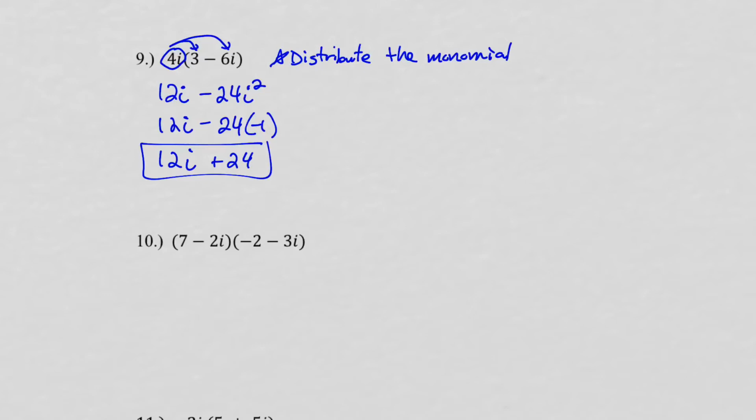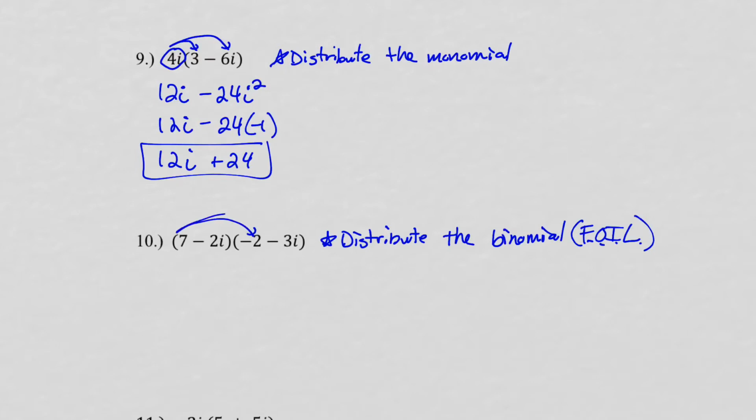Okay. Let's do another one. So this one, we want to distribute the binomial this time. Okay, which the binomial is going to create this FOIL strategy. Okay, first, outer, inner, last. And what I mean by that, we're going to distribute one piece at a time. Okay, so the 7, the first term, gets distributed. So 7 times negative 2, that's the first terms. And then 7 times negative 3i, that's the outer terms.